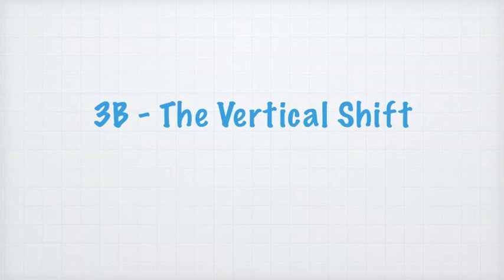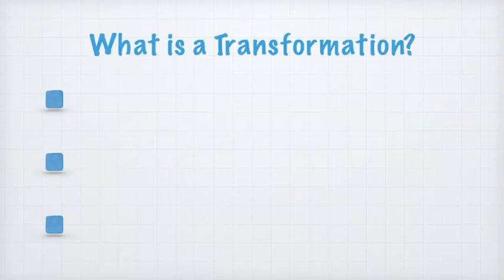Okay, let's talk about the vertical shift, which is the first of many transformations that we are going to perform on these parent functions. All right, so before we start transforming things, we need to know what it is that we're talking about. What is a transformation? When we're talking about a transformation, we are talking about modifying a function to create a new function.